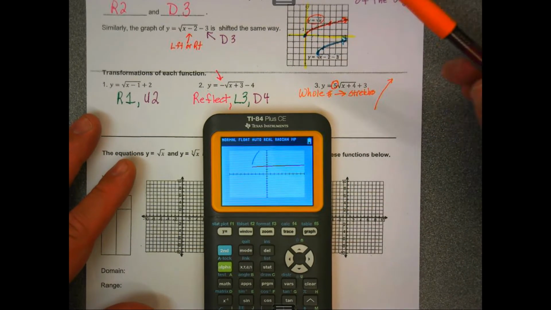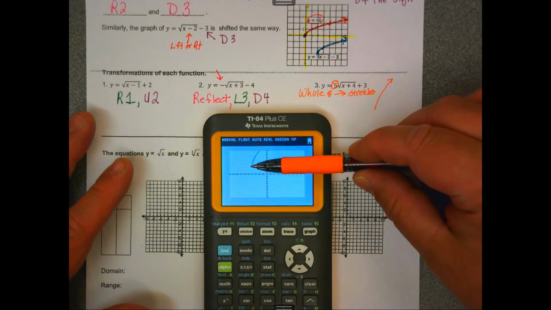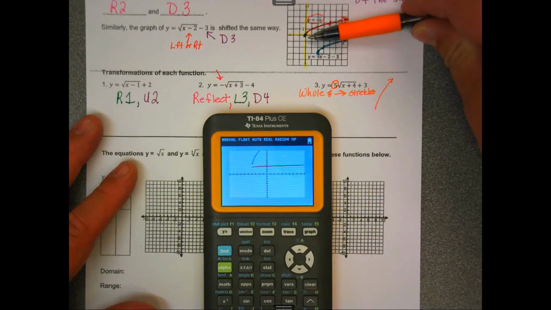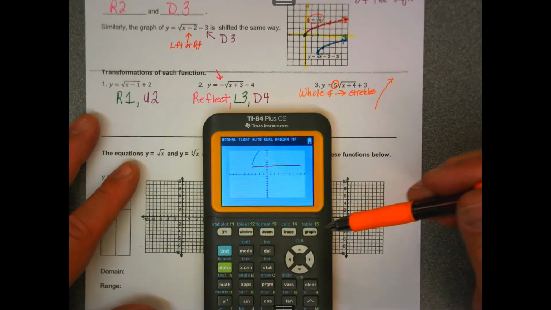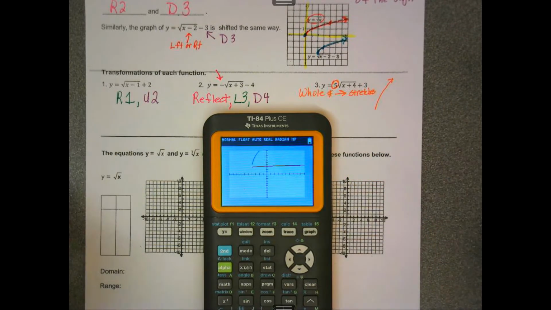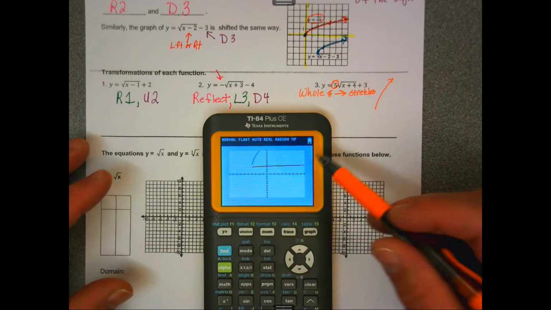Well, this time, it kind of squishes it, doesn't it, to my parent function? It kind of squishes it a little bit. So it actually compresses. Okay. It actually compresses my function.